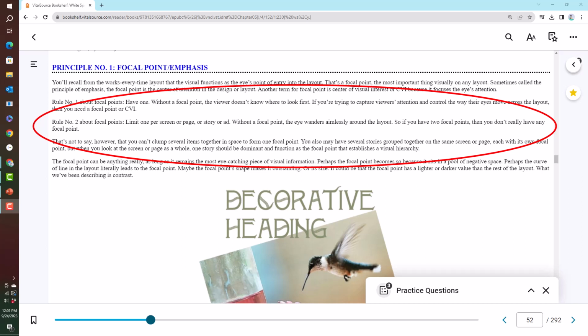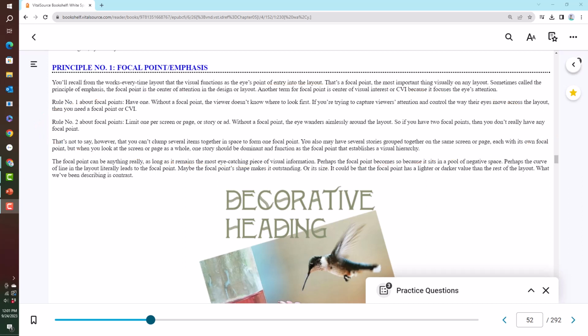You can clump several items together to form one focal point, but you have one focal point. It should be the most eye-catching piece of visual information. The book goes on: the focal point becomes so because it sits in a pool of negative space, or the curve of line in the layout leads to the focal point, or the focal point's shape makes it stand out, or its size, or it's lighter, or it's darker. It becomes the focal point because it uses contrast.